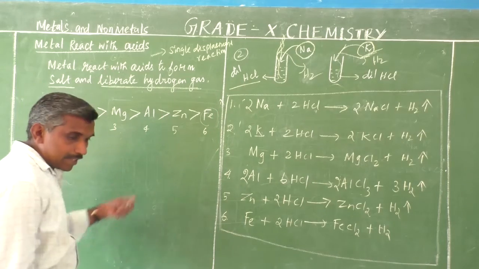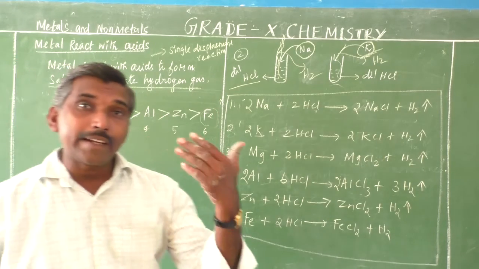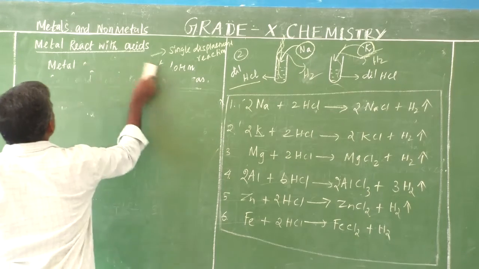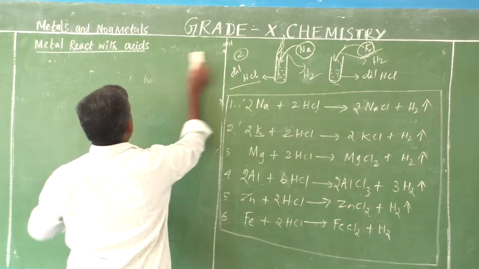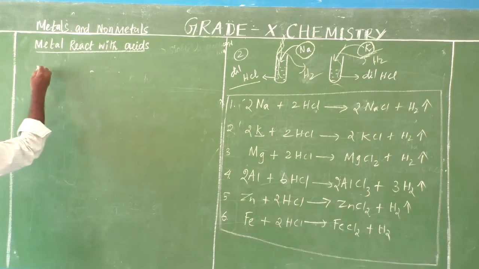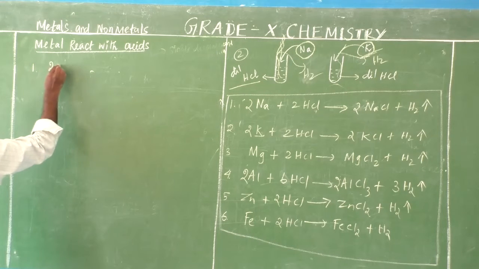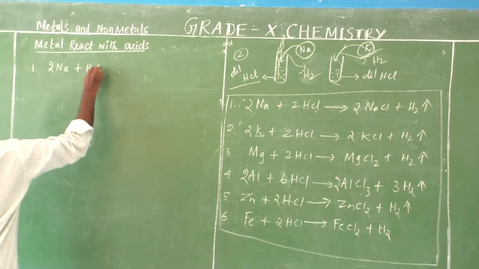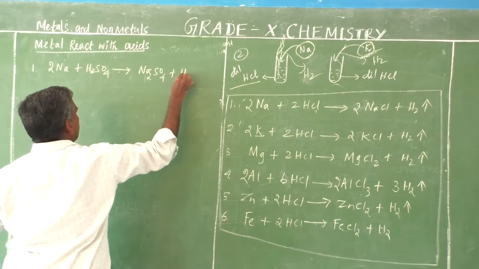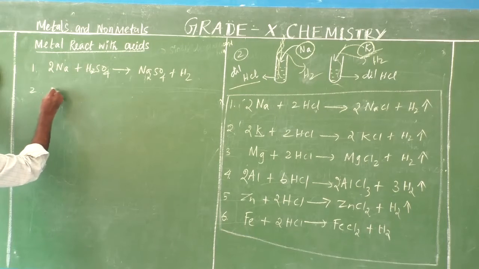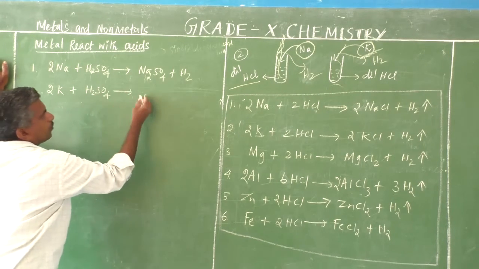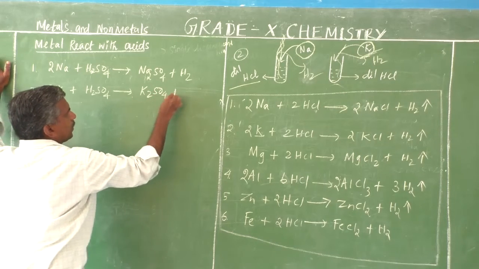Okay, that's all for hydrochloric acid. Now the metals react with sulfuric acid. The same metals react with sulfuric acid. It's not there in the textbook, so mention this. First, sodium reacts with sulfuric acid to form sodium sulfate and hydrogen gas. Second, potassium reacts with sulfuric acid to form potassium sulfate plus hydrogen gas.